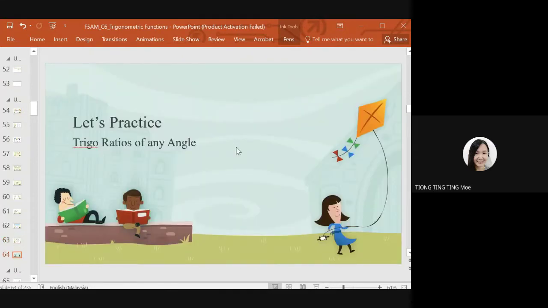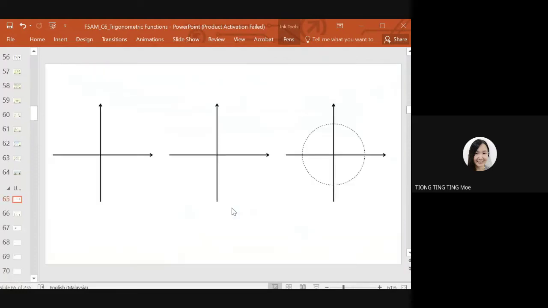Now we come to the most important part of the lesson today. That is, we need to learn how to practice finding the ratios of any angle. Theory, talking a lot is of no use. Now let's practice. Must pay full attention starting from now.